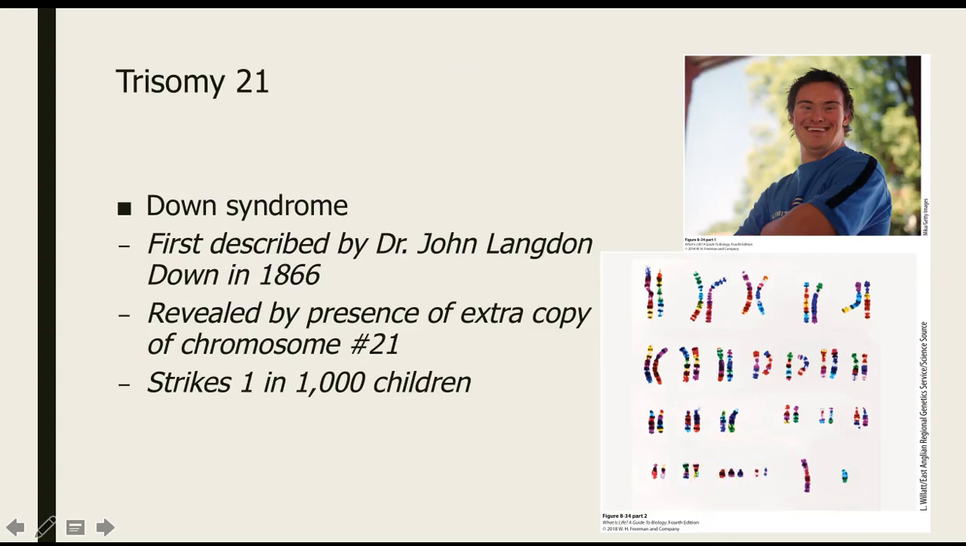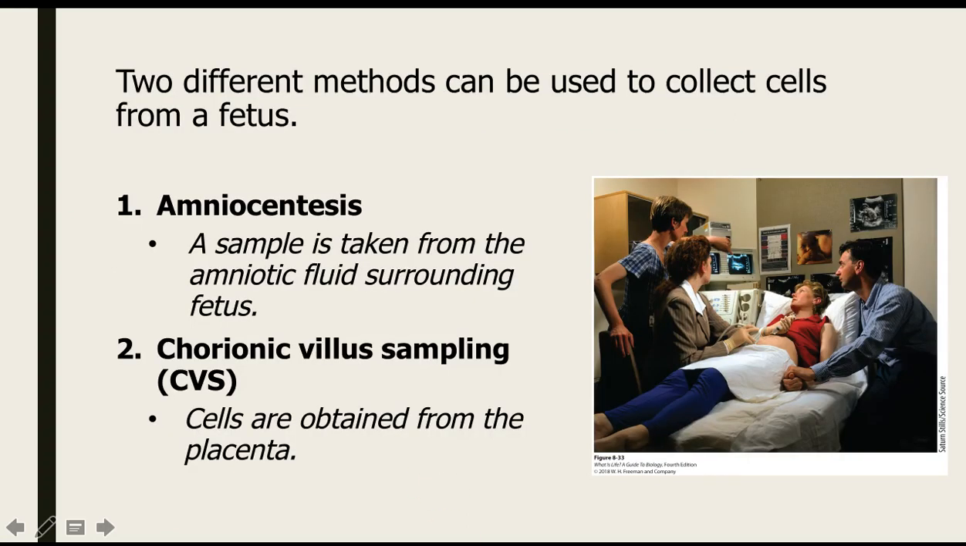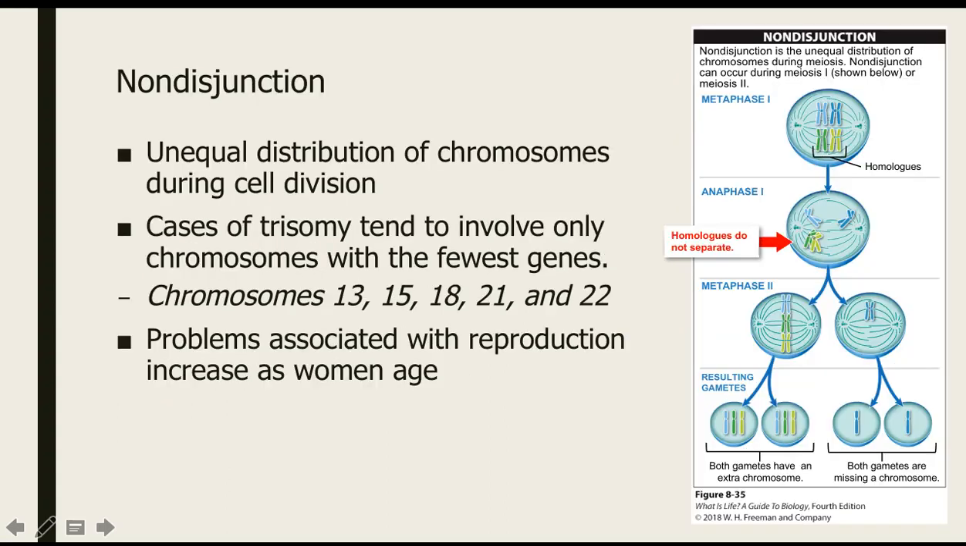This kind of mutation happens in about 1 in every 1,000 children. You don't have to be of advanced age to have this happen to you. It's just more likely to happen to your child if you conceive at a later age. So how does something like Down syndrome, where you get an extra chromosome, happen? It happens through this process called non-disjunction. Non-disjunction is literally the unequal distribution of chromosomes during cell division.